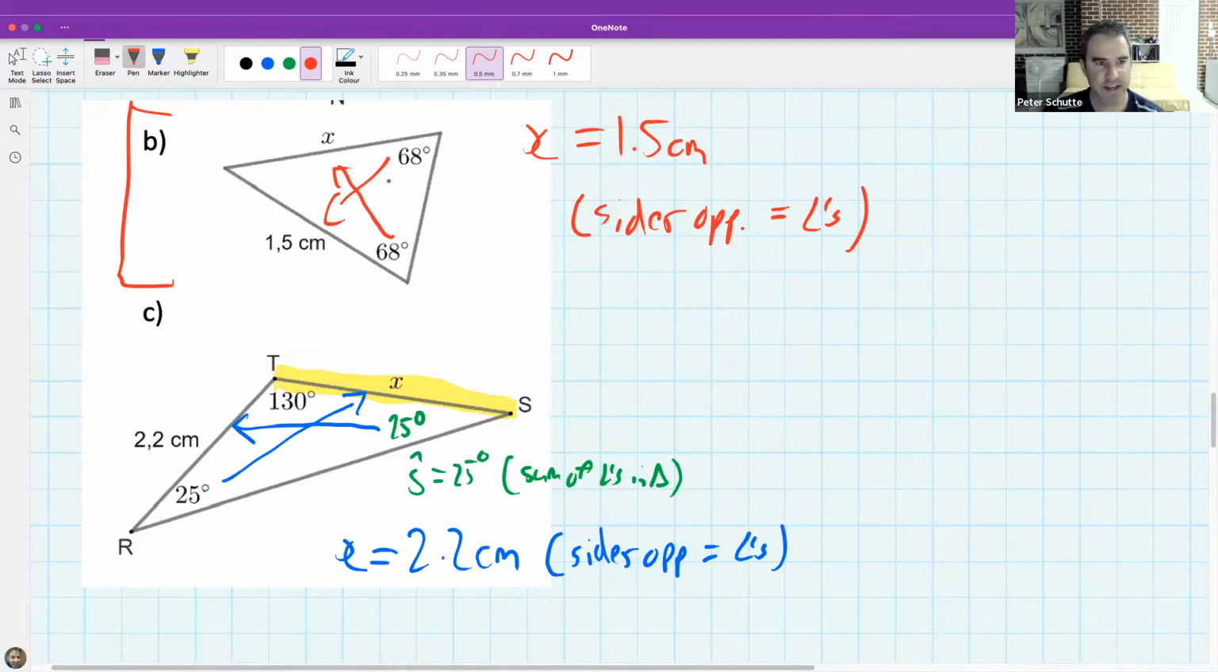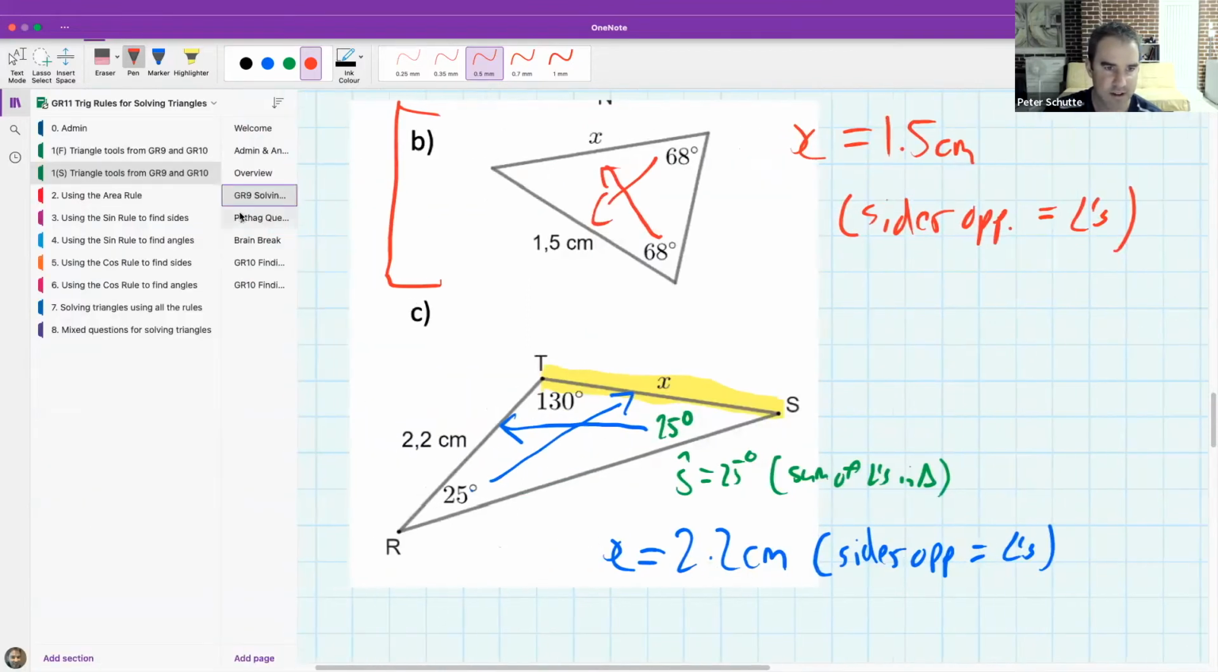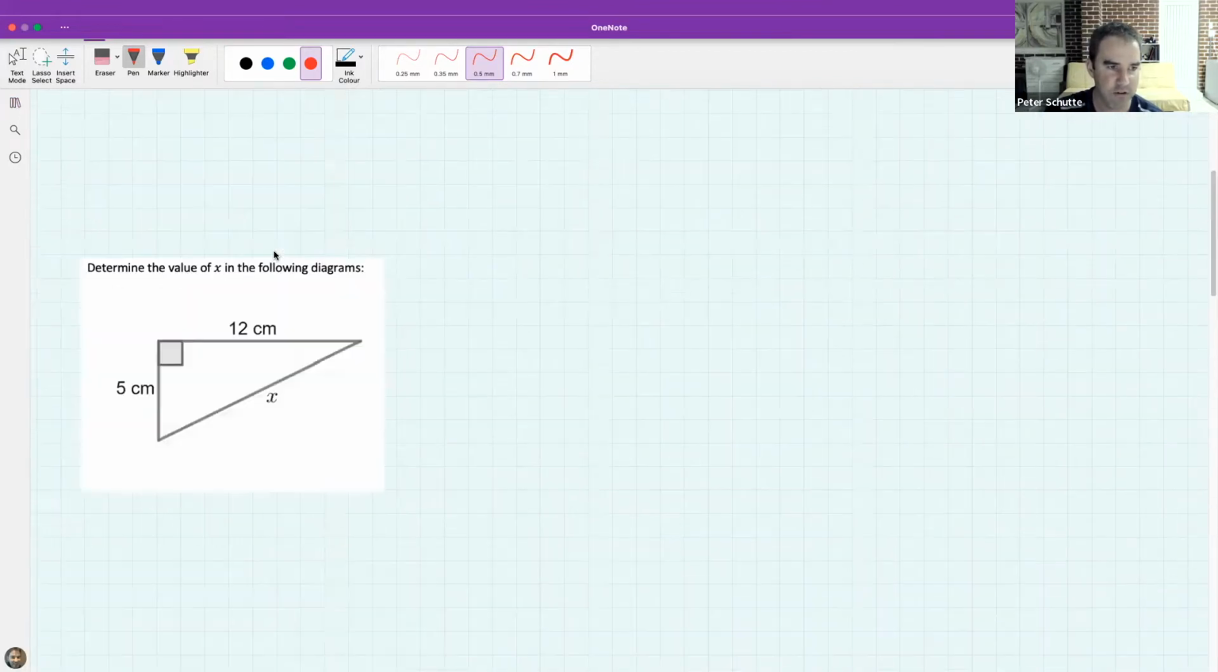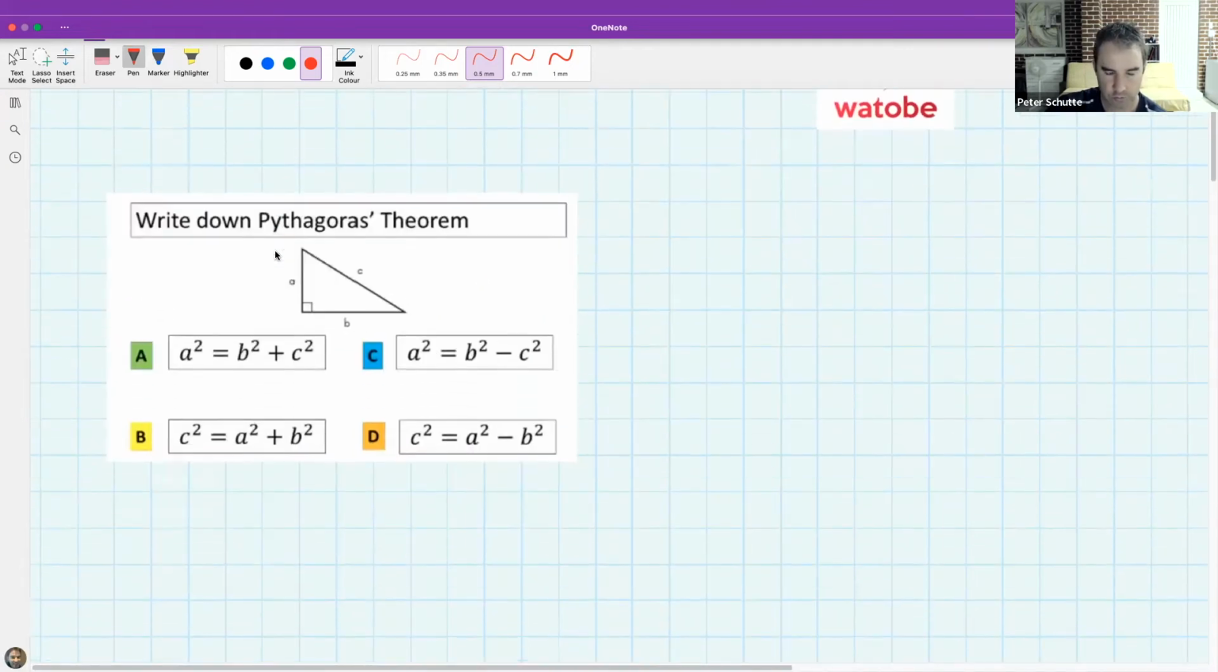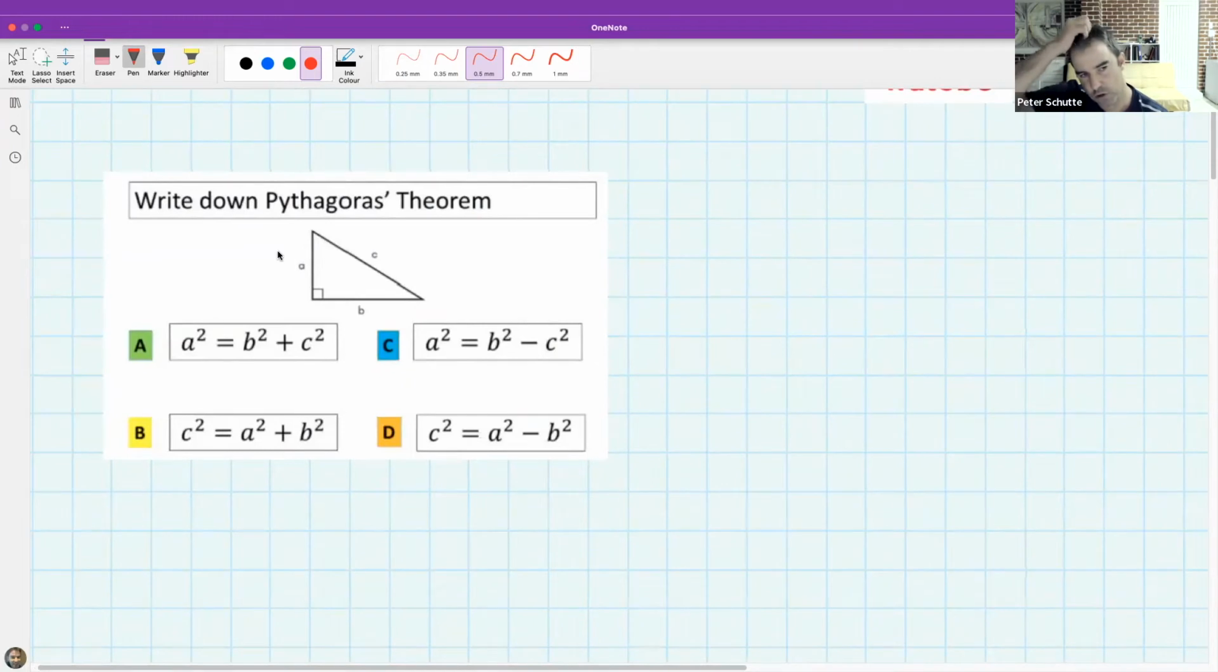Okay, now another tool that can help you find unknown sides is something called Pythagoras. So I want to make sure that you know about this tool. And in order to make sure that you do, you're going to answer this question for me. You're given a triangle with sides A, B, and C, and I want you to write down the theorem of Pythagoras or choose the right option from these four options. So go ahead and do that now.